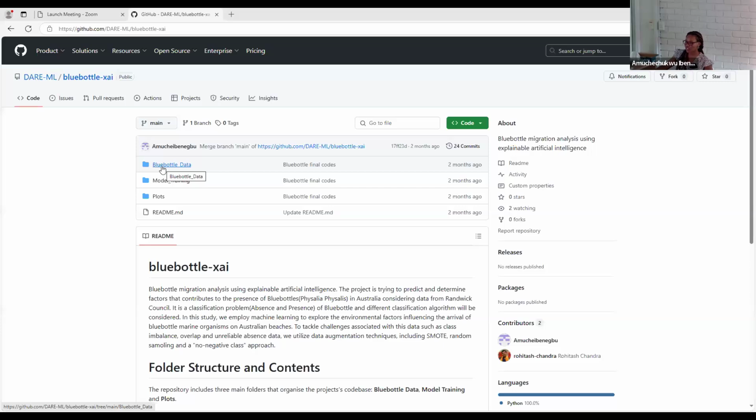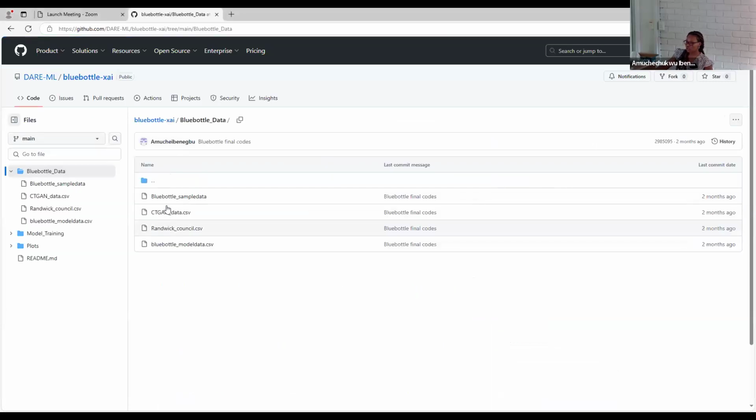I'm going to stop sharing. I'm going to come back to all the data sets we used here. You could see the CTGAN generated data sets. This one is from the bluebottle sample data, from when we did random sampling to generate the data set. And then this is after pre-processing, and the random is the initial data set used. So we had the initial data set, and from it we pre-processed and cleaned the data, which resulted in this model data set. And from this, we had a CTGAN and the random data set.